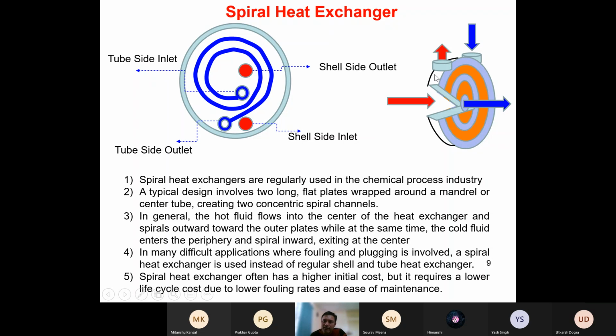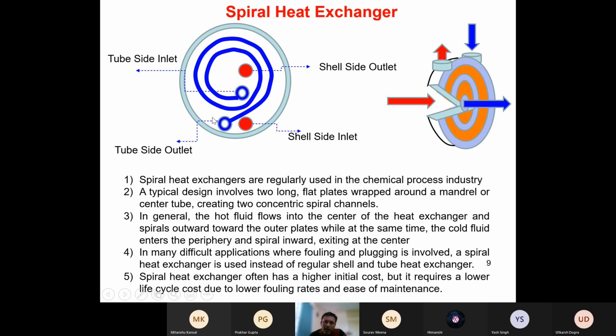Okay. Spiral type of heat exchanger is shown here. So you can see that hot fluid enters from the center and comes out from the periphery, whereas the cold fluid enters from the periphery and comes out from the center. And in between these cavities, cold and hot fluid is flowing. So you can see that the hot fluid is shown by a red or orange color here, whereas the cold fluid is shown by this blue color. Okay, so a typical design is like this.